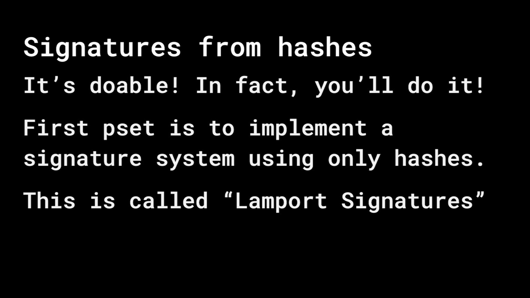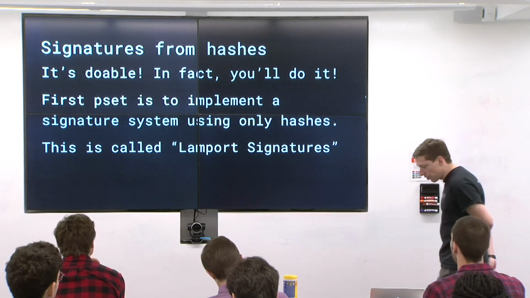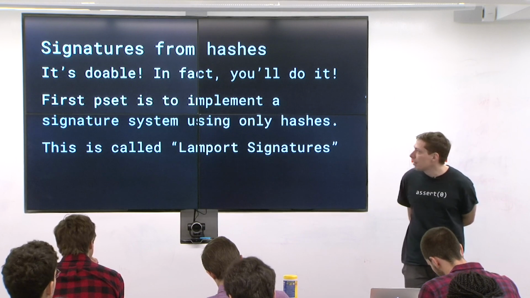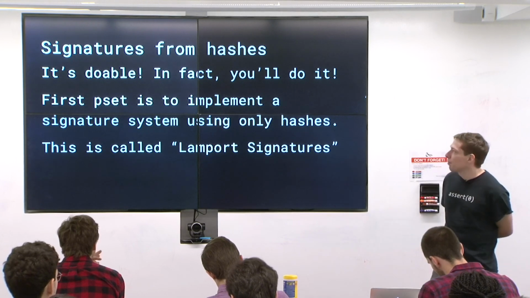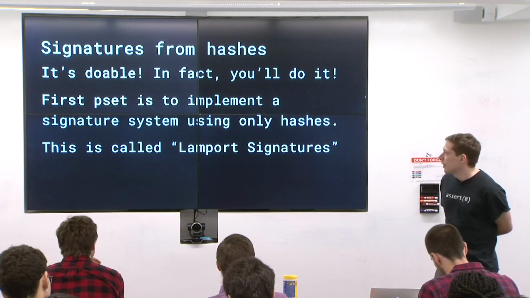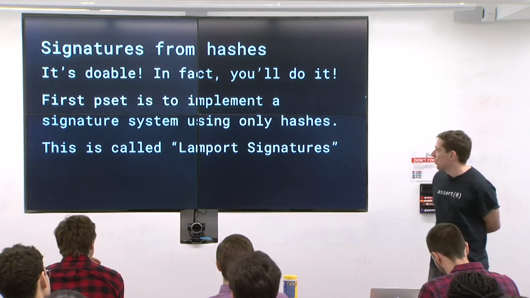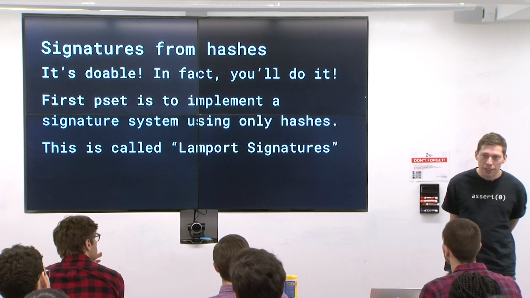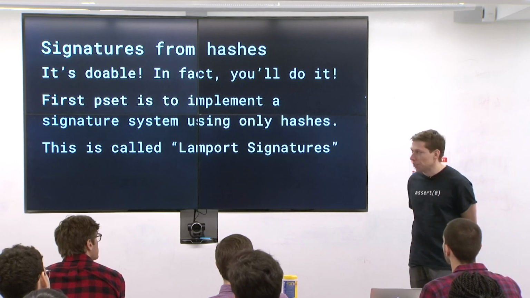Okay, so I'll talk in the last 14 minutes about signatures from hashes. This is doable. Using just hash functions, you can construct a signature scheme. And in fact, that's the first problem set. You implement a signature system using only hashes. And the hash function is already defined for you. It's in the standard library. It's just SHA-256, the same thing Bitcoin uses.